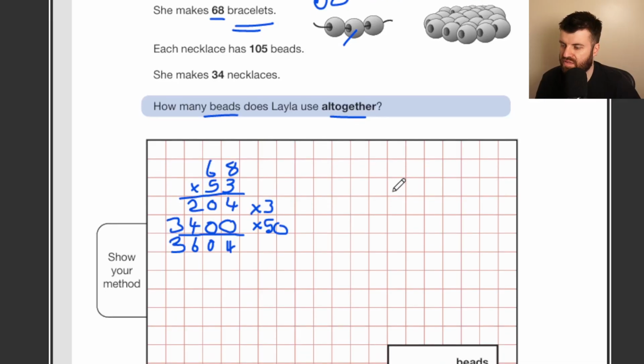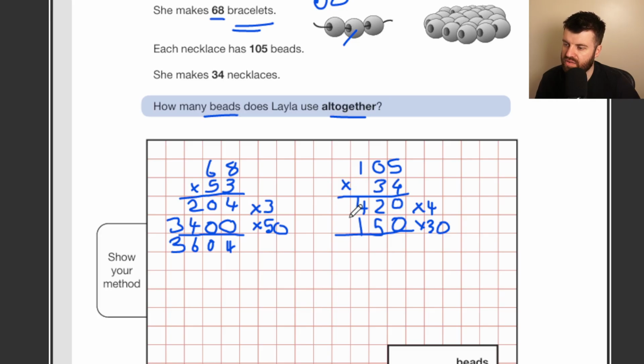Now I need to do 105 times 34. 105 multiplied by 34. Cool. Again, I'm going to do times by 4 and times by 30 just to make sure. 4 5s are 20. 4 times 0 is nothing, so the 2 goes straight in. 4 goes straight up, 420. 3 here, it's not actually 3, it's 30. So I put a placeholder in. Now I can do 3 times 5 is 15. Go straight in because the next one's 0. 3 times 1 is 3.